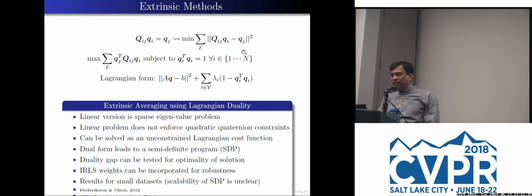Then people said, well, we can take this and subject it to a Lagrangian, and then do a constrained optimization. The unconstrained optimization would just be a least squares solution. Now you write a constrained optimization, so you have a quadratic cost function with constraints of this form. You can write the Lagrangian form, do the primal dual trick, and then essentially you get a semi-definite program to solve. There are various ways you can solve it, and you can incorporate robustness and so on. This is from Fredrickson and Olsson in 2012.